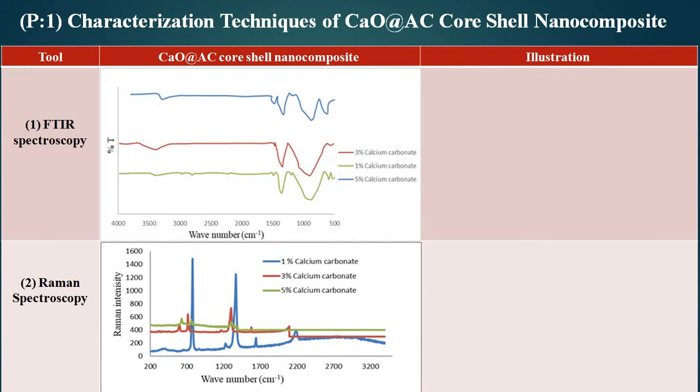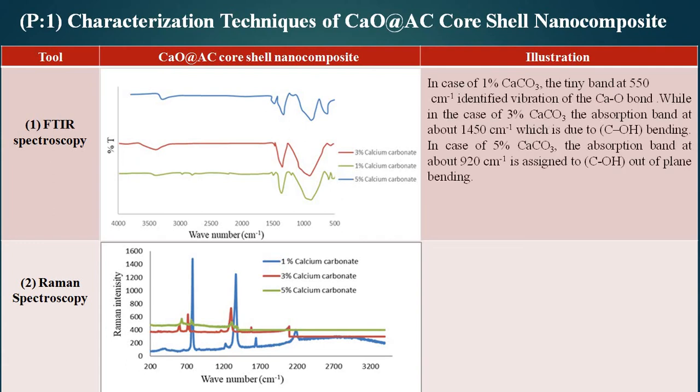First, characterization techniques of the calcium oxide activated carbon core shell. IR spectroscopy: we found in the case of 1% calcium carbonate a small band at 515 cm-1, the vibration of the calcium oxide bond, while in the case of 3% calcium carbonate, the absorption band at about 1450 cm-1 is due to COH bending groups. In the case of 5% calcium carbonate, the absorption band at about 920 cm-1 is assigned to COH out of plane bending.